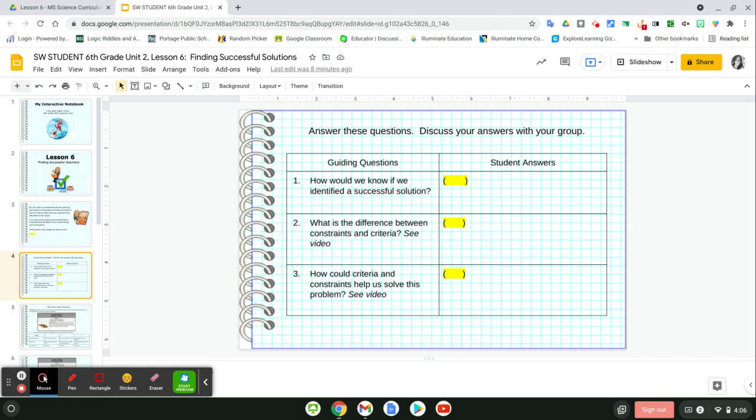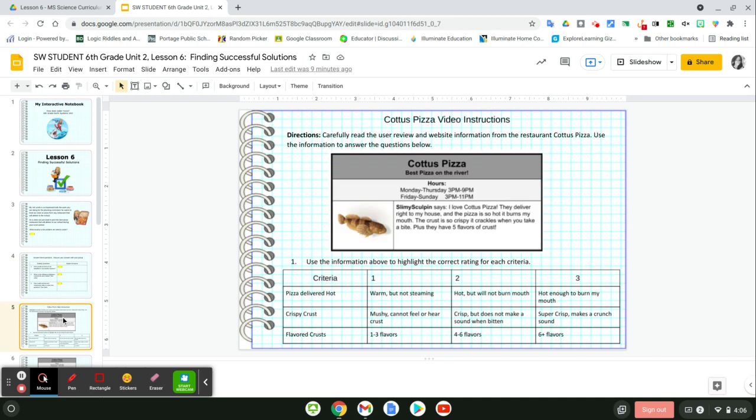Cost. Usually, when you're making a solution, cost seems to be a big thing. So, cost could be a constraint. So, we could list our constraints. Okay. And if it doesn't match the constraint, if it goes above the constraint, then we cannot pick that particular solution.